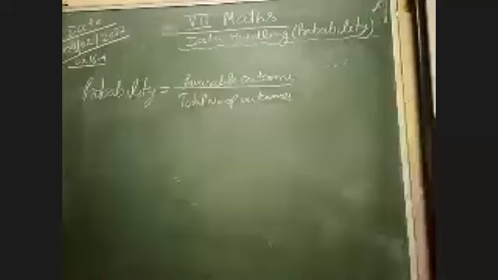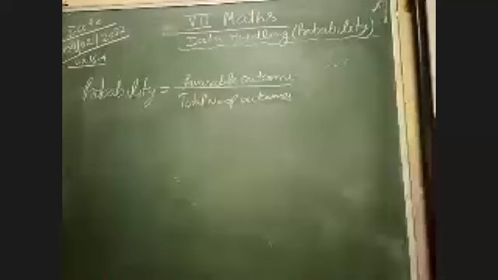A card is drawn from a well shuffled pack of 52 playing cards. Find the probability of getting a red card. You know that there are 52 cards in a pack of playing cards. Total playing cards are 52.